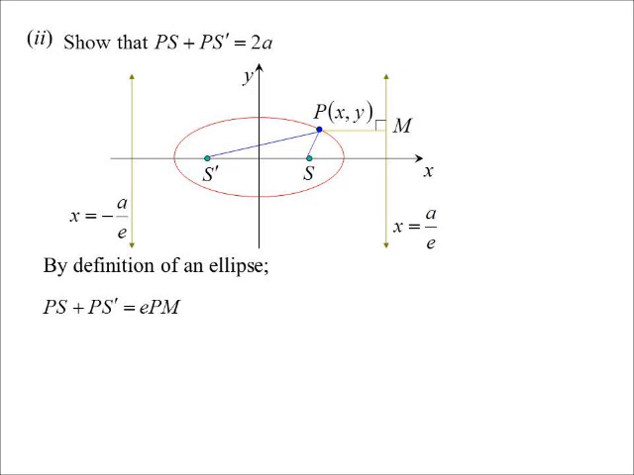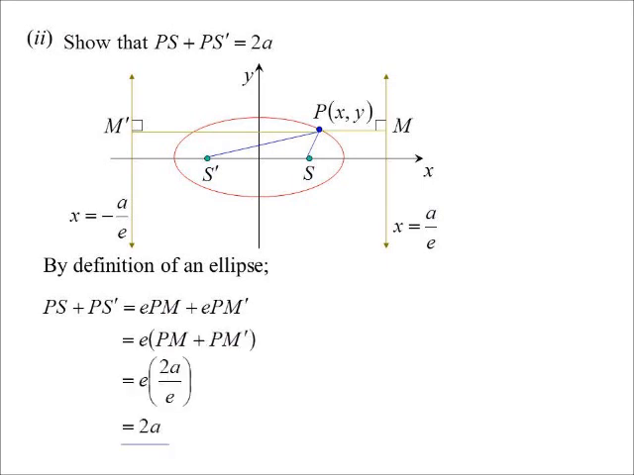There's a directrix. So PS I can replace with eccentricity times PN. And PS dash I can replace with eccentricity times PM dash. I can factorise out the A and I'm left with PM plus PM dash, which is that horizontal green line going between the two directrices. Well, we know the equation of the directrix is A on E, so therefore the distance between the two directrices must be 2A on E. So E times 2A on E is 2A. Therefore we get a constant 2A.